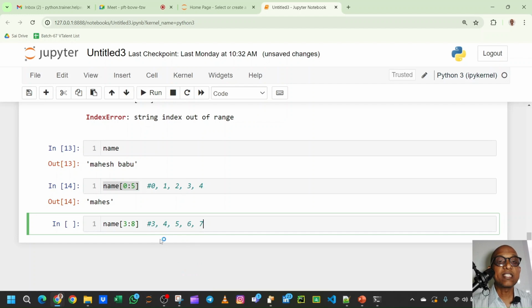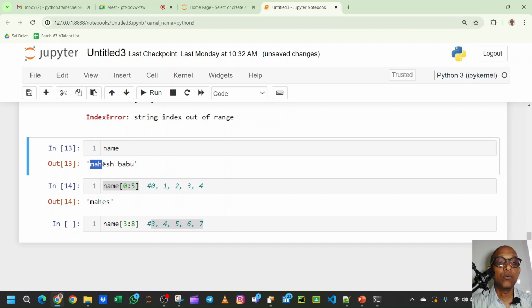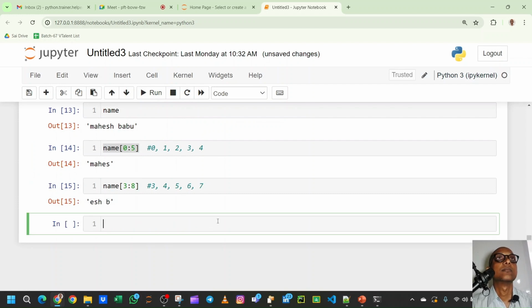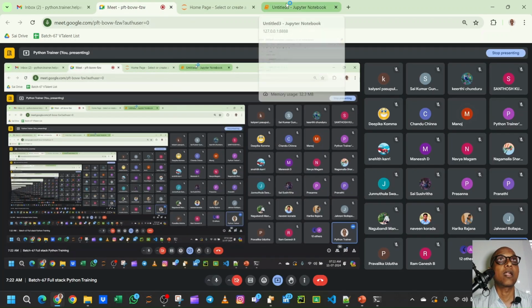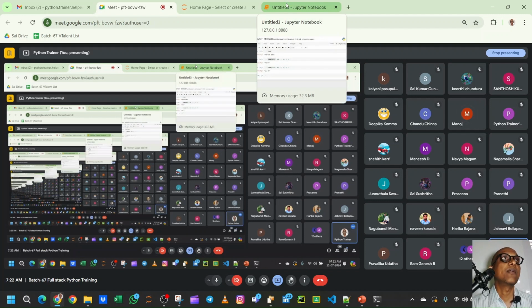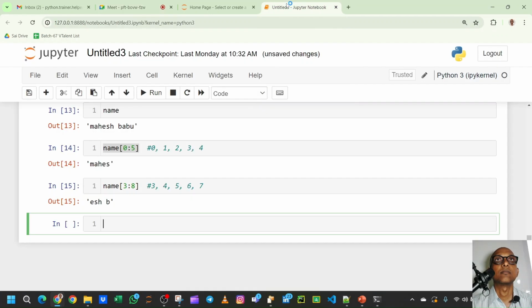Correct? So what are the characters present at the 3, 4, 5, 6, 7 indexes? So 0, 1, 2. So from E here, E is 3, yes, 4, this is 5, B, 6, 7. So E-S-H, space, B is what we are going to get. Correct? Simple operation. Slicing. Clear? Anyone have any questions? No questions? Is it clear? Because this is a very fundamental operation in the entire Python. If you don't understand this, I am sure you can't understand the remaining things also. So it's a very, very fundamental operation in Python. Anyone have any questions?